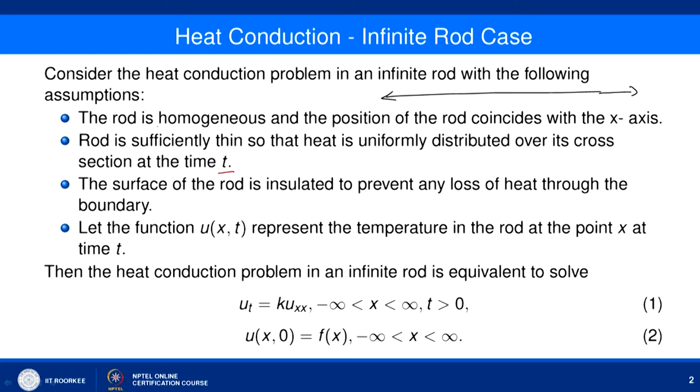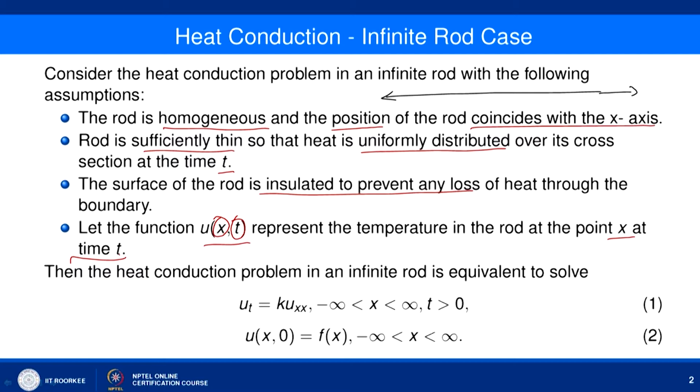So first, the rod is homogeneous and its position coincides with the x axis. Second, it is sufficiently thin so that heat is uniformly distributed over its cross section at time t. And third, the surface of the rod is insulated to prevent any loss of heat through the boundary. Let us say that this heat distribution is represented by u(x,t). So u(x,t) represents the temperature in the rod at the point x at time t.